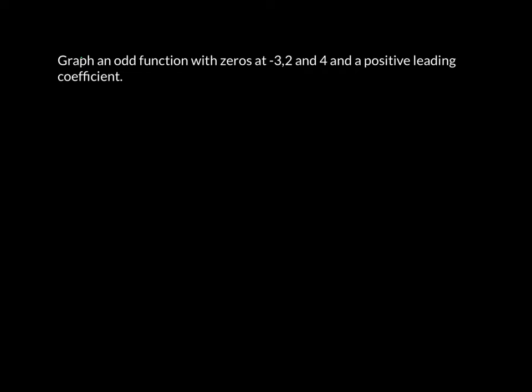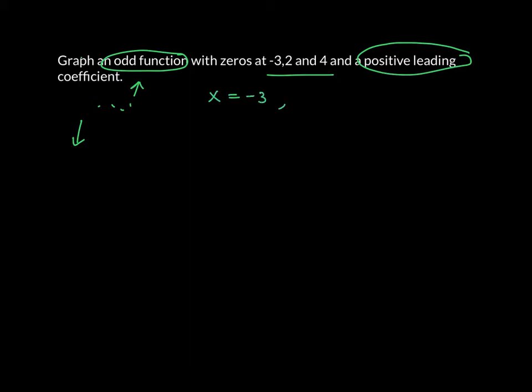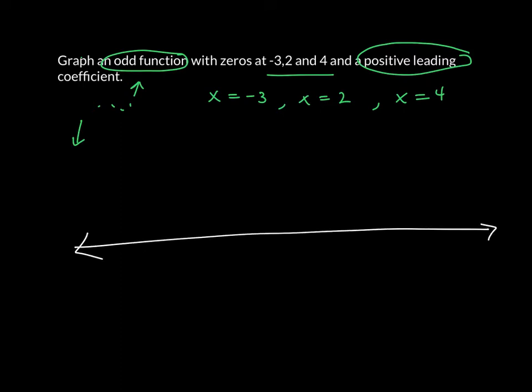Okay, so let's go ahead and start with what we know. First of all, we know that it is an odd function and has a positive leading coefficient. So we know the graph starts from going down, it's going to make some turns, and then end going up. We have 3 zeros that happen at x is equal to -3, x is equal to 2, and x is equal to 4. So to go ahead and start this graph, and we have no multiplicities with this.